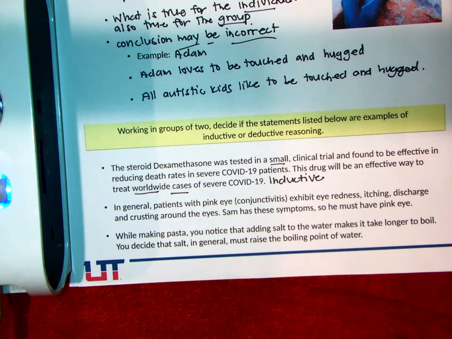The next one: in general, patients with pink eye, conjunctivitis, exhibit eye redness, itching, discharge, and crusting around the eyes. Sam has these symptoms, so he must have pink eye. So decide if you think that is deductive or inductive reasoning. I'll give you a couple of seconds.